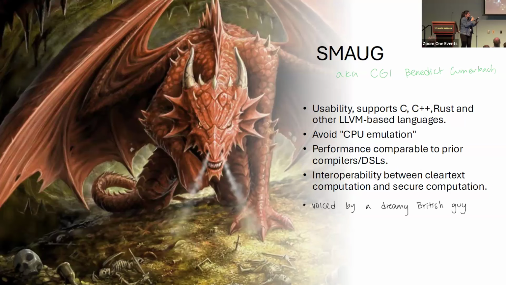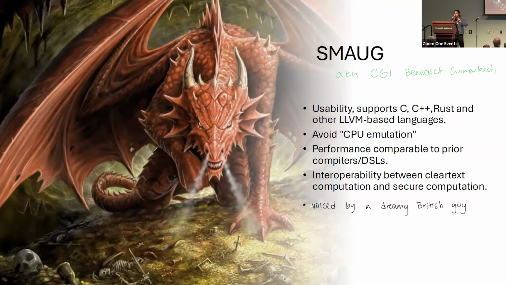So it helps with interoperability, wherein you want a lot of legacy programs to have just a small part to be secure computation. You can use Smog because it's not really an independent compiler. It's just LLVM plus some transformation modules. Also, it helps the dwarves because the performance is comparable to the DSLs and compilers. So why waste your time putting some effort in using those DSLs? Just write your code like you would for clear text computation.